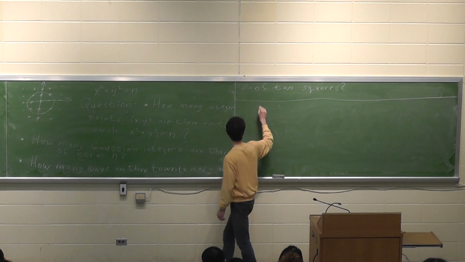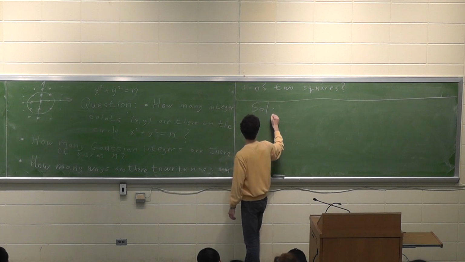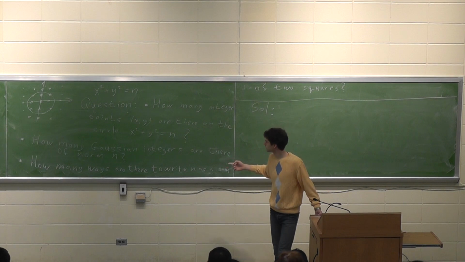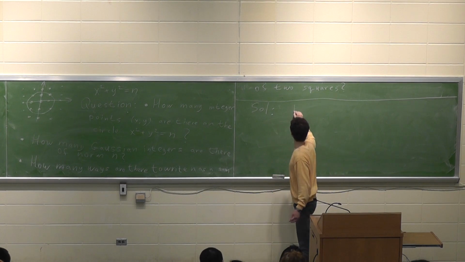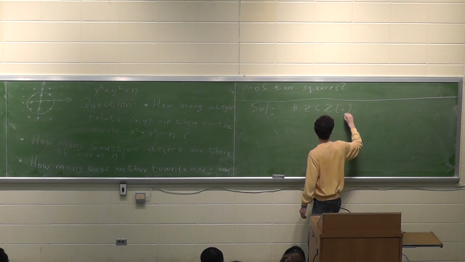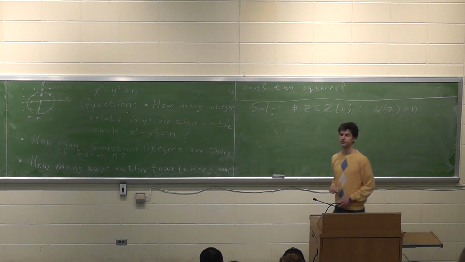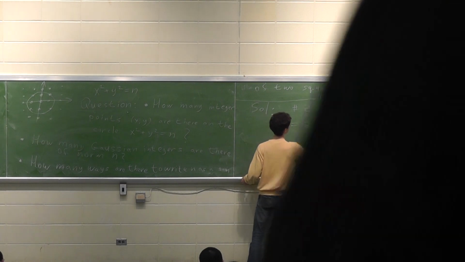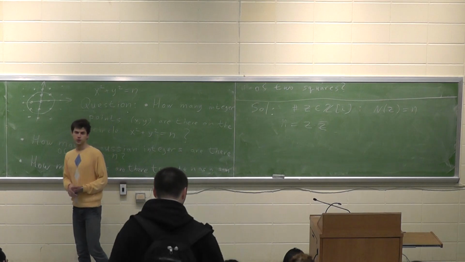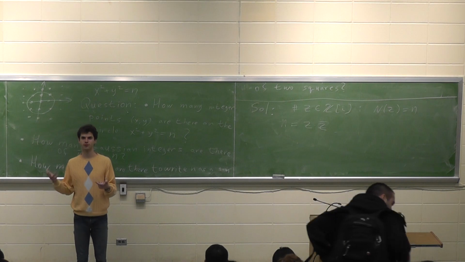Well, we want to write the solution. I want to write my number n as a norm of some Gaussian integer z, such that the norm of this number z is equal to n. So I want to write n as a product of z and z conjugate. Well, I want to write n as a product of something, and I do know how to write n as a product of prime factors.